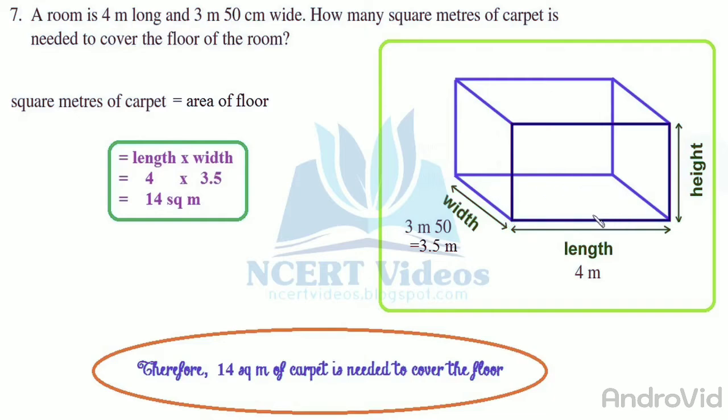So we will get this area where the carpet has to be covered. So length into width, simple, 4 into 3.5 gives you 14 square meter. Therefore, 14 square meter of carpet is needed to cover the floor.